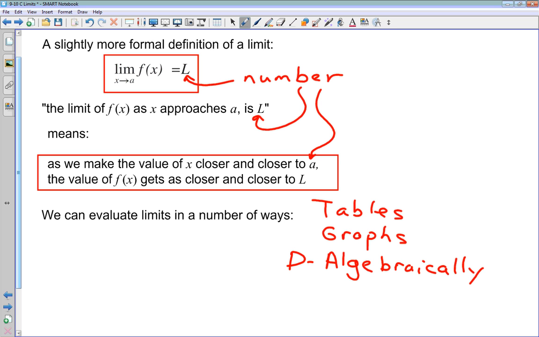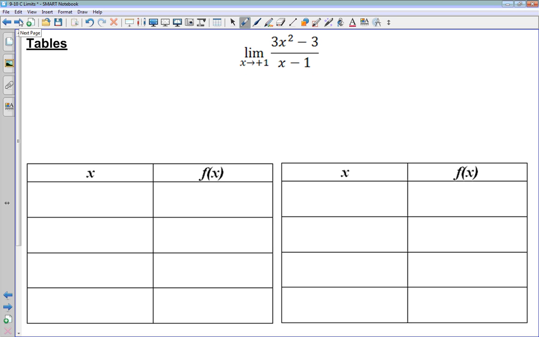The one that we're familiar with now is this table approach. So let's take a look at a limit that we can evaluate using tables. The function we have here is (3x squared minus 3) divided by (x minus 1), a rational function. And we want to evaluate the limit as x tends to positive 1. I've set up my two tables here. I've got a column for x and a column for f at x, two columns for x and two columns for f at x, because we're going to evaluate this limit from both sides. We talked about this a little bit before.